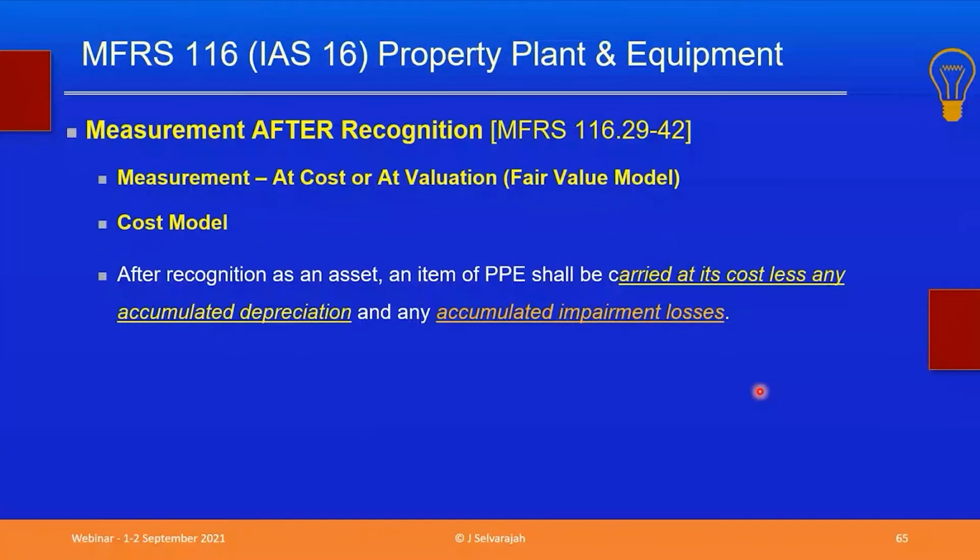Next one is the cost model after recognition. Just now we were talking about before recognition and on recognition, now after. So after recognition, you can carry your asset at cost and you must depreciate it. And you must also test it for impairment. So this is something in the books, but many people never actually do the impairment because nobody asked them to do.